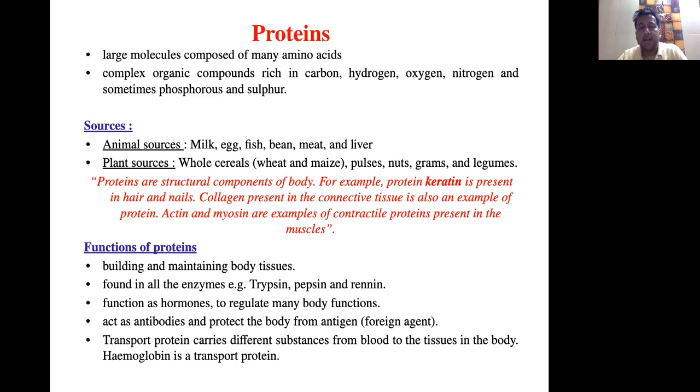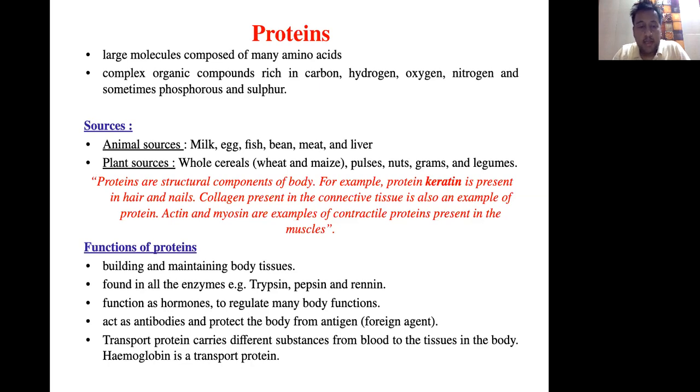Its sources could be either a plant source or an animal source. Means all the major macronutrients, we can either get them through plant source or the animal source. So for animal source, those are like milk, egg, fish, bean, meat, and liver, while the plant source consists of cereals, pulses, nuts, grams, and legumes.